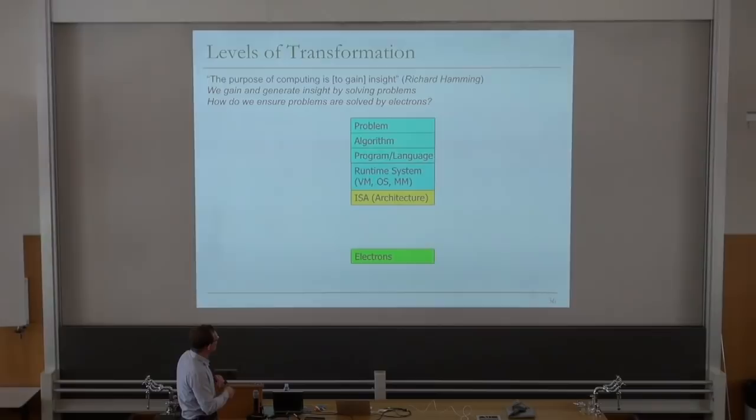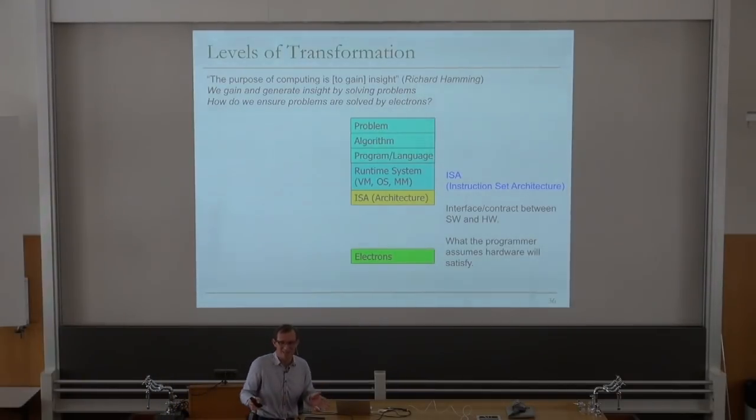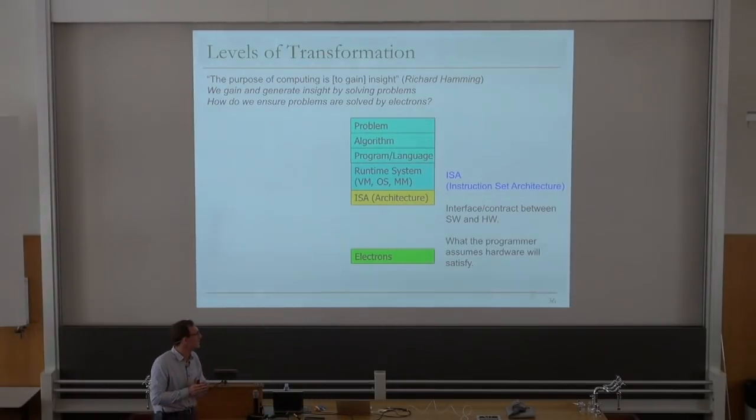And ISA, basically things get translated into instructions. At this point, we're at the hardware-software interface. That's why it became yellow over here. It's the contract between software and hardware, as we discussed. What the programmer assumes that the hardware will satisfy. It's a written contract, basically. You can put anything into it, but you've got to be able to satisfy it when you build the design. X86 is an ISA, and the ISAs keep evolving also.